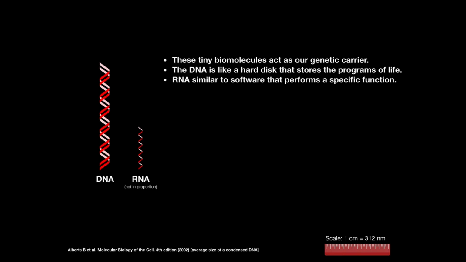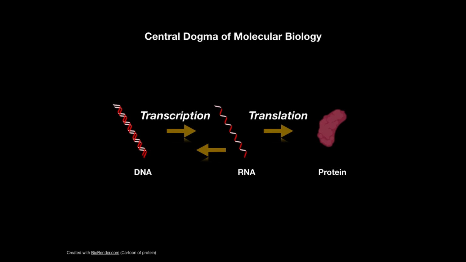The DNA resembles a hard disk that contains softwares that perform various tasks that are essential for a living system. RNA is like a single software that is read from the master DNA. This process is codified in the central dogma of molecular biology that states that the DNA is read into RNA through a process known as transcription, and then the RNA is translated into protein.